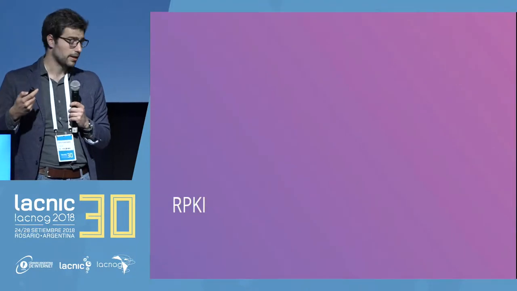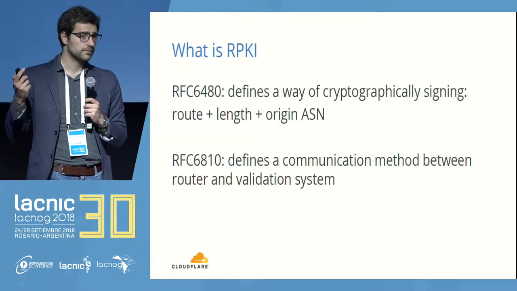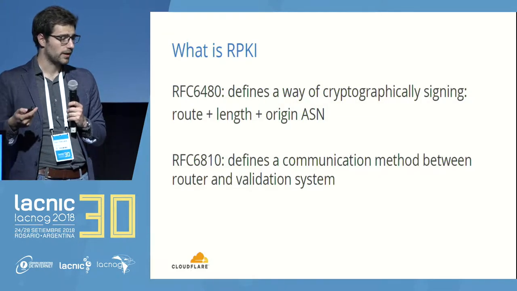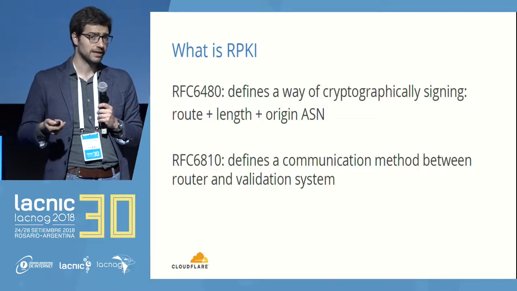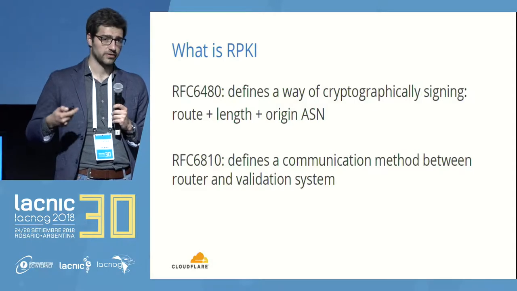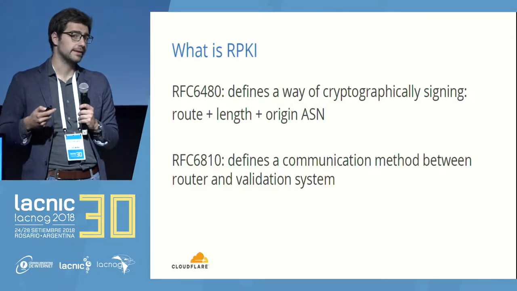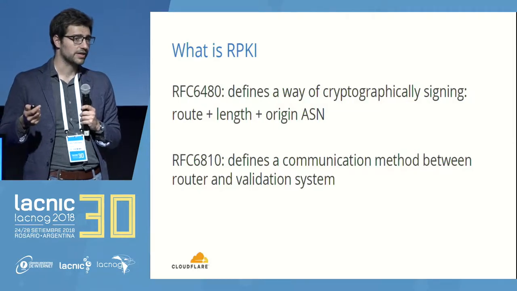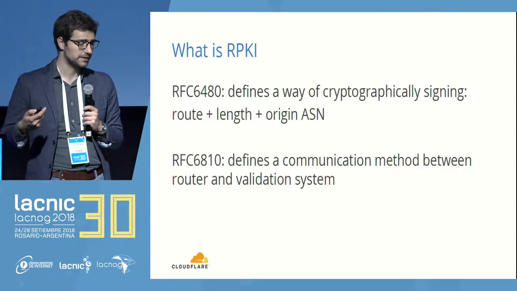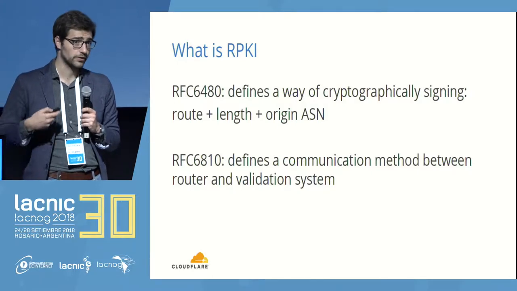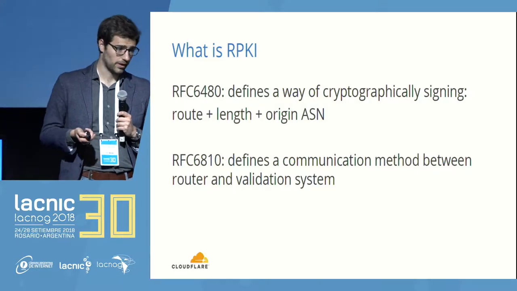So RPKI. RPKI is like two RFCs. The first one, RFC 6480, defines a way of cryptographically signing the route plus length, the origin ASN of a route. And RFC 6810 is a communication method of the validated prefixes to a device, usually your router, which is going to accept or reject routes.